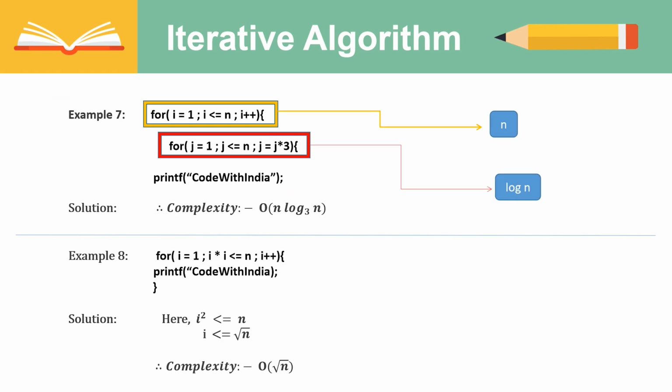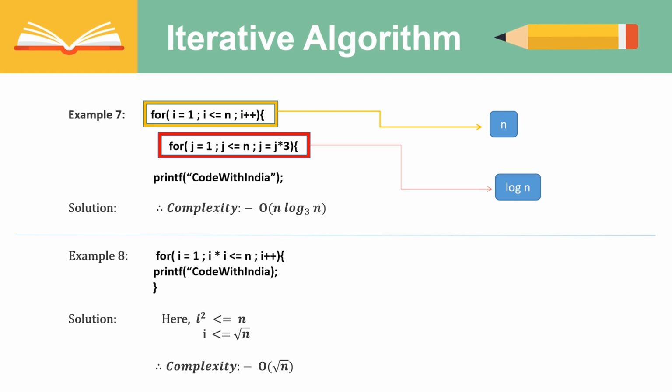Example 7. Here we again have a nested loop. For i = 1, i <= n, i++. By solving the previous examples, you can easily guess the complexity of this loop is n. Then for j = 1, j <= n, j = j * 3. This loop is similar to example 3 as it gives the same type of complexity.